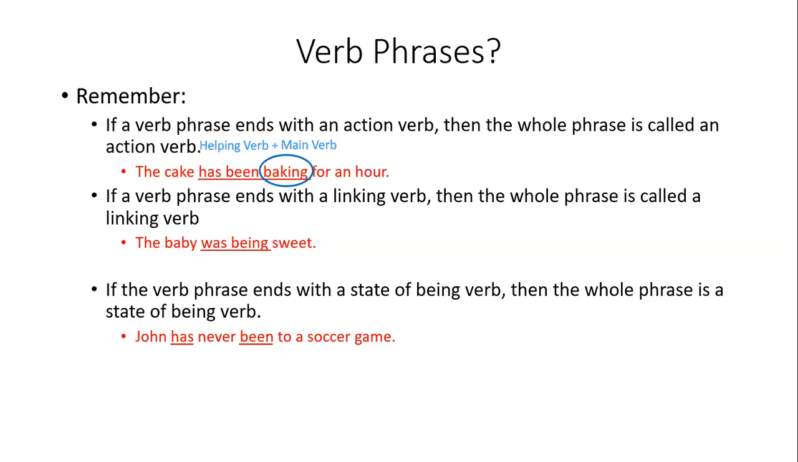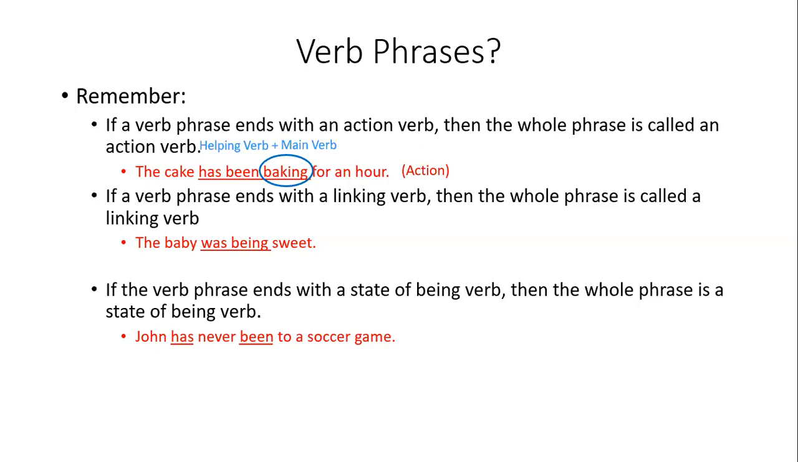And you're always going to focus on the main verb, because that's like the comparison that I made with Batman and Robin. Remember that the main verb is Batman, it's the powerful one in the phrase. So in this case, baking is acting as an action verb, okay? Has been baking. And action verbs are somehow easier to identify than linking verbs, or maybe being verbs sometimes. So if a verb phrase ends with an action verb, and don't forget that for that you have to look at the main verb, then the whole phrase is called an action verb.